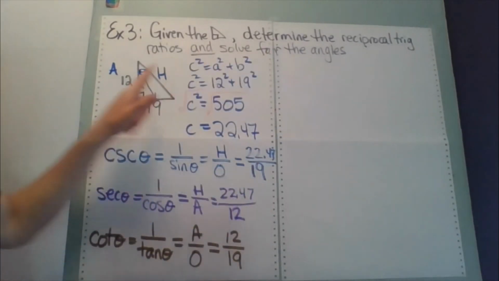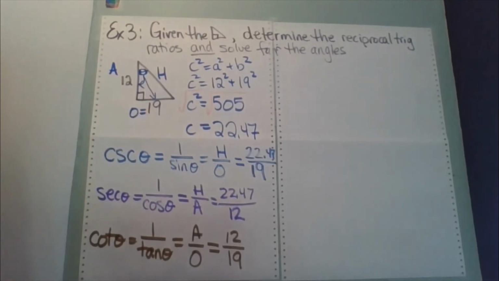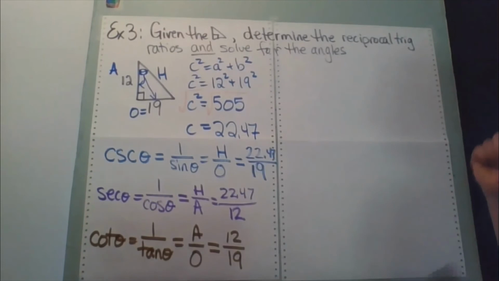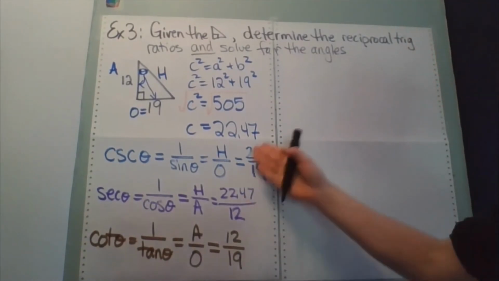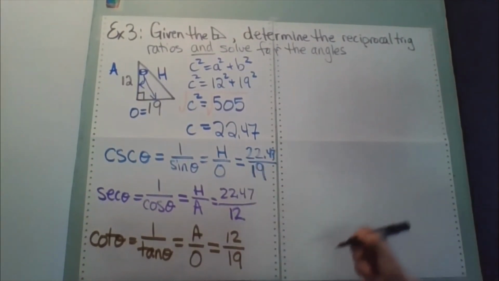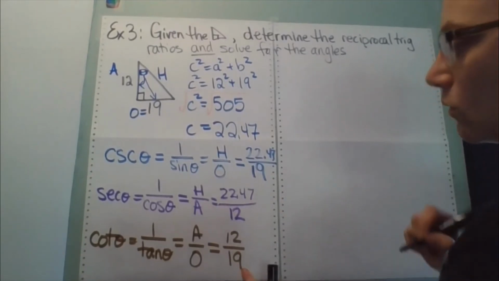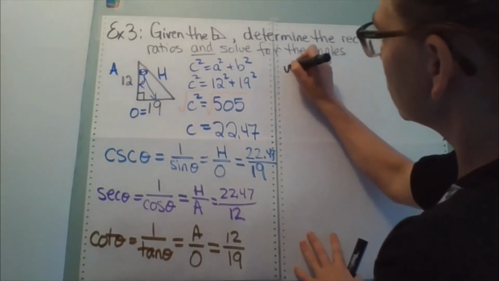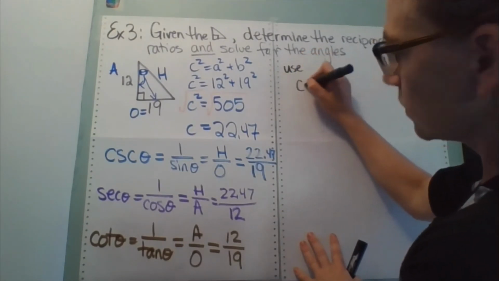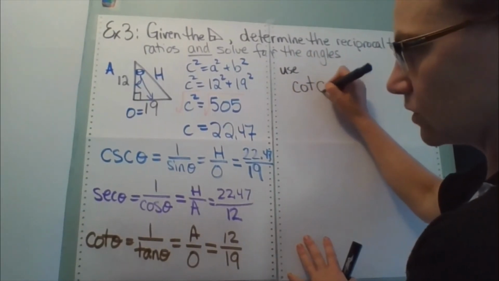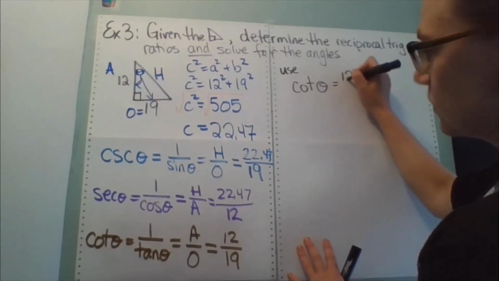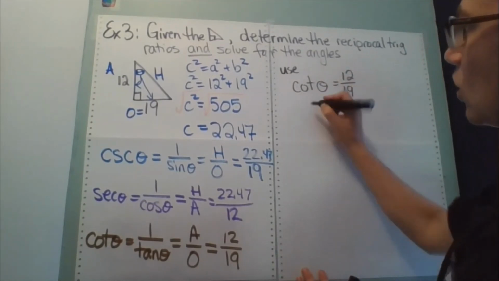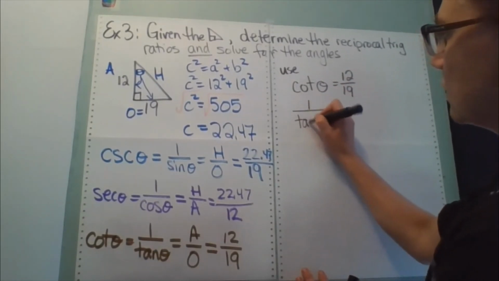And now I want to solve for my angle. So let's solve for this one. How do we do that? Well, we pick one of these. I'm just going to pick the top one because why not? Ooh, maybe let's pick tangent because there's no decimals. Yeah, let's do that one. You can use any one. Cotangent theta is 12 over 19. Well, cotangent is just 1 over tan.